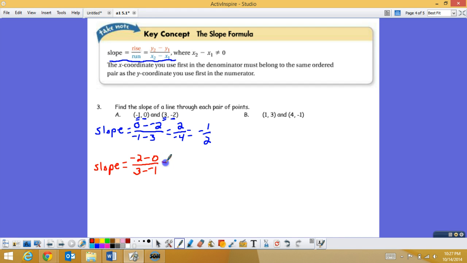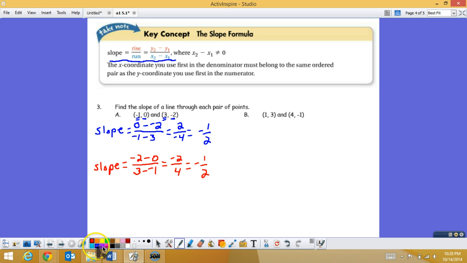And just to show it doesn't matter if we do it this way, -2 minus 0 becomes -2. And 3 minus -1, well, that becomes 3 plus +1, which is 4. And -2 over 4 again reduces to -1/2. We get the same answer either way. So it doesn't matter which one you start with. You just have to be careful that if you start with one on the top, you have to start with its partner in the denominator.